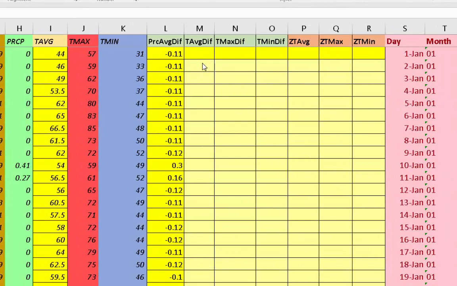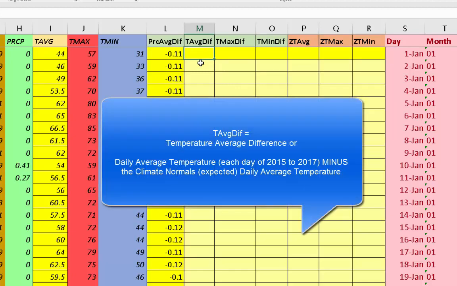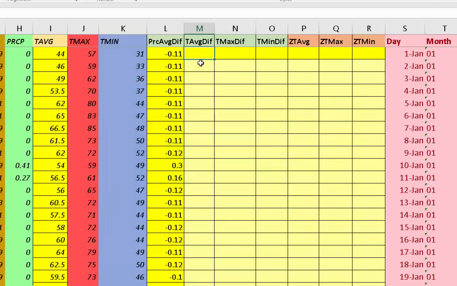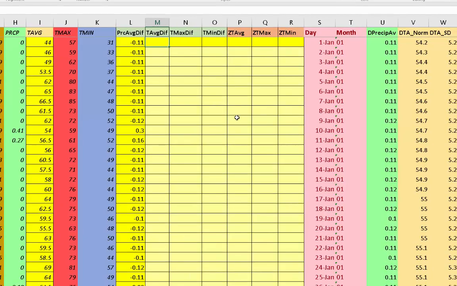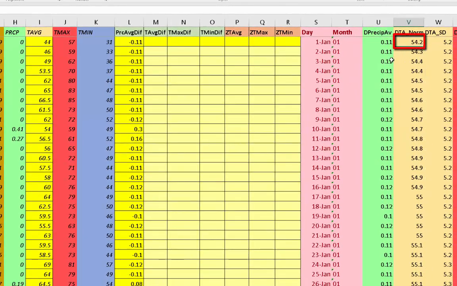So I've returned to the top of the data set and I've placed my cursor in cell M2, just below TAV average diff. In this cell I'm going to calculate the difference between the 30-year normal average temperature for this day, which is in cell V2, and the average temperature for this day that we calculated earlier in cell I2. So type I2 minus V2 and hit enter.